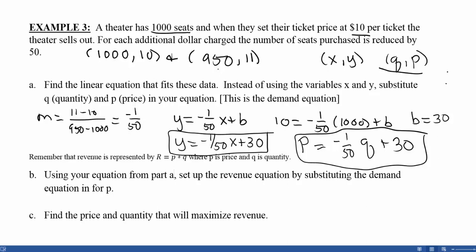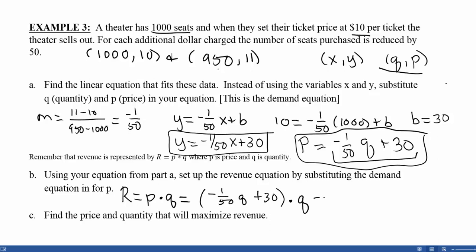Part B. Using your equation from part A, set up the revenue equation by substituting the demand equation in for P. So what does that mean? Remember, revenue is price times quantity. What this is saying is that instead of P, we're going to use what we just found for P setting up our demand equation. So that's going to give me negative 1/50th Q plus 30 times Q.